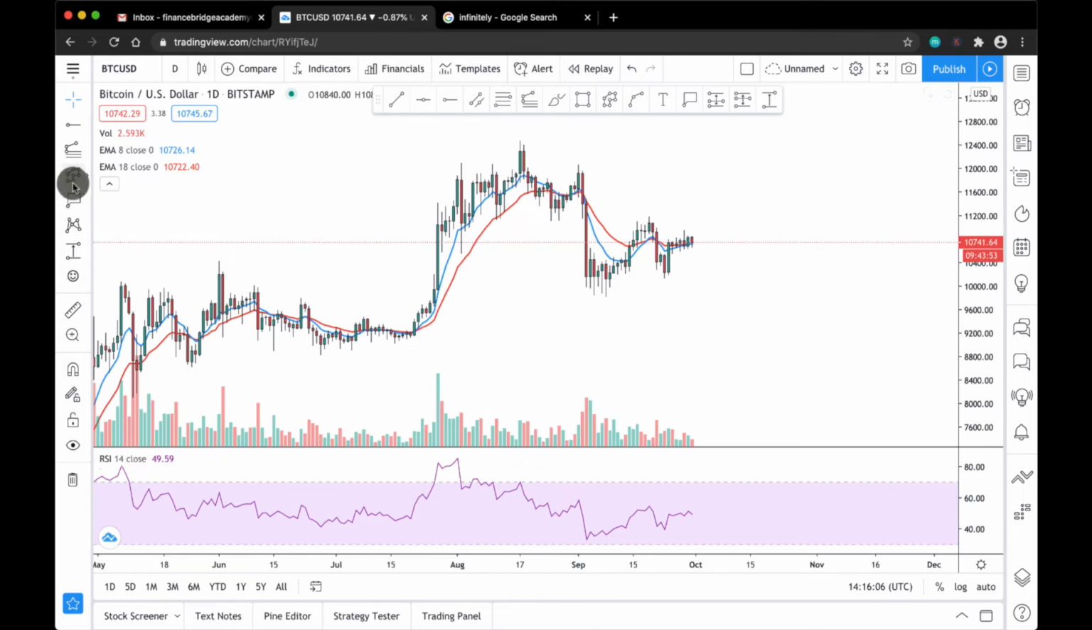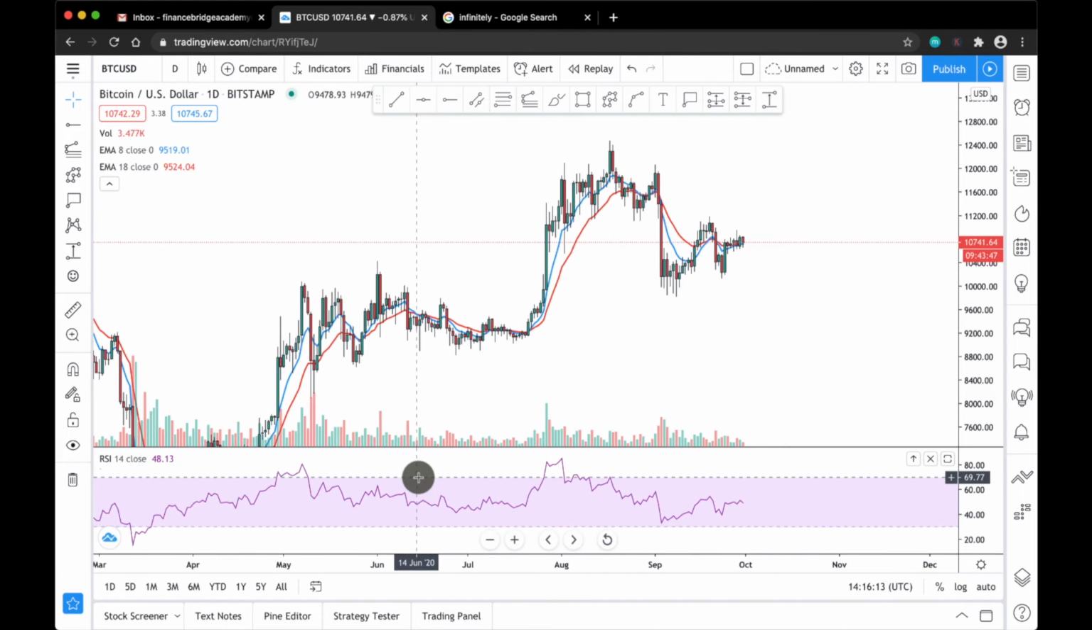Do you understand? And we are going to be needing the 200 EMA. You can add that to your chart also. Click on EMA and add it to your chart. There's RSI too. So RSI shows you the strength of the trend.